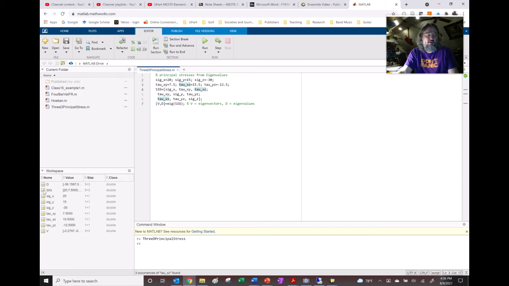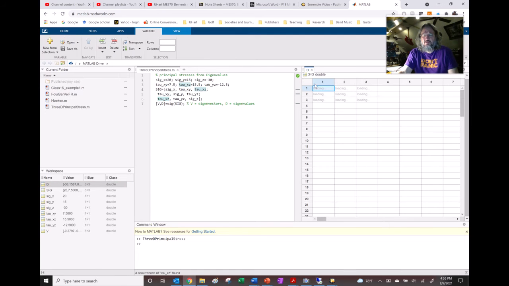And if we open up D, that's the one we care about, I just double click on it. And there you go. Here are our 3 principal stresses right in there. So we could find what tau abs max would be.